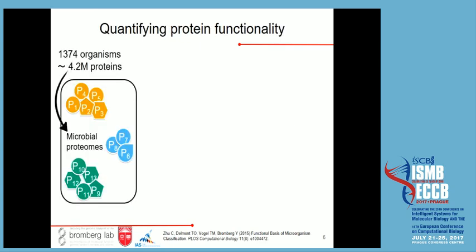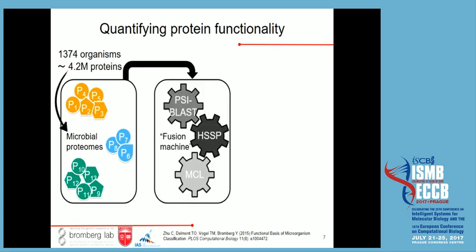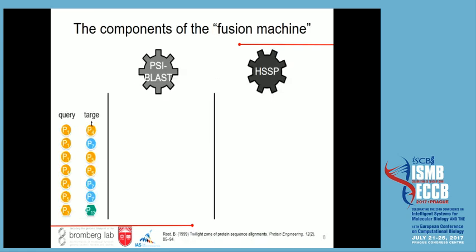So the project started out with a selection of about 1,400 organisms that were, at the time when the project started, available in the public databases, microbes that were fully sequenced. That translates to about 4.2 million proteins. We take those 4.2 million proteins and dump them into our fusion machine. And what we ultimately want to end up with is we want to know whether two proteins share the same function, because that's important for our next steps.